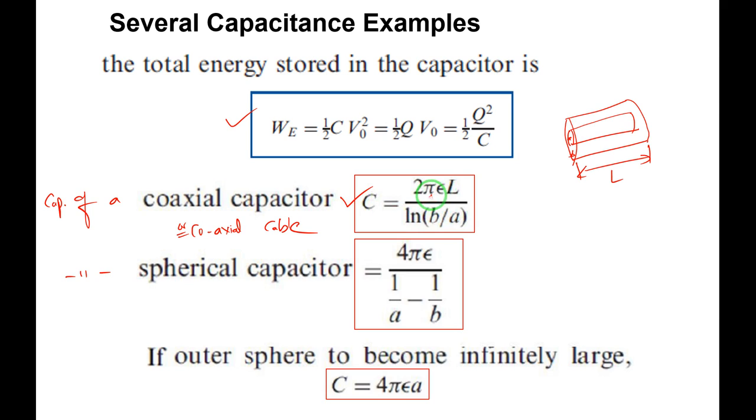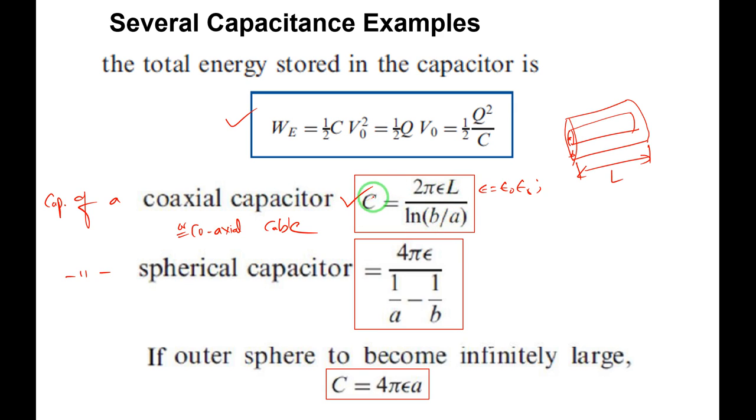C is equal to 2 pi epsilon L by ln of B by A, right? Epsilon is equal to epsilon naught into epsilon r, the relative permittivity, and L is the length of the capacitor, or the length of the coaxial cable. B is the radius of the outer conductor, and A is the radius of the inner conductor, right? So this you have to remember. C is equal to 2 pi epsilon L by ln of B by A.